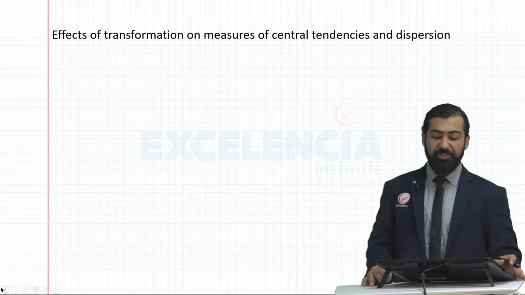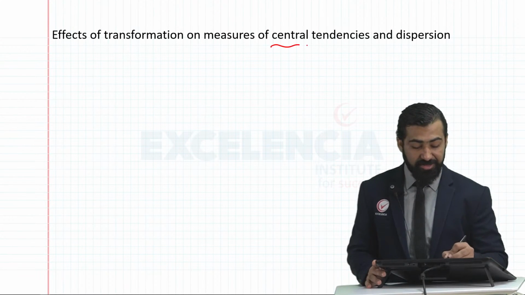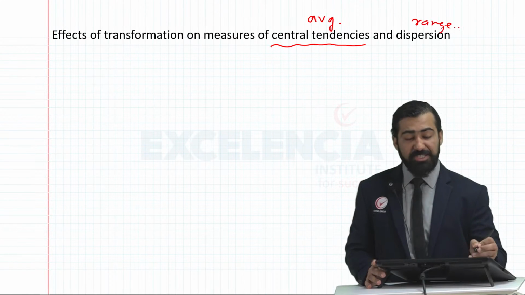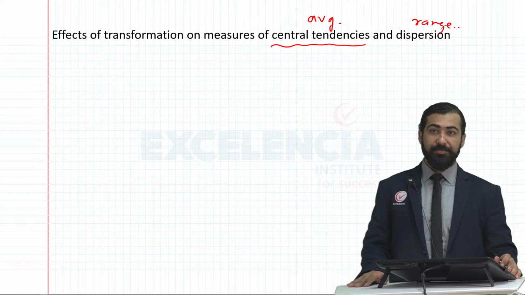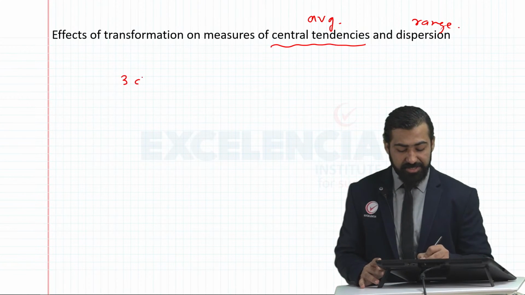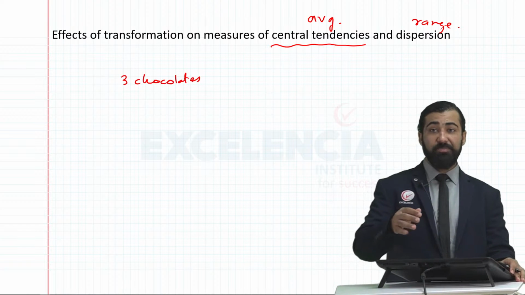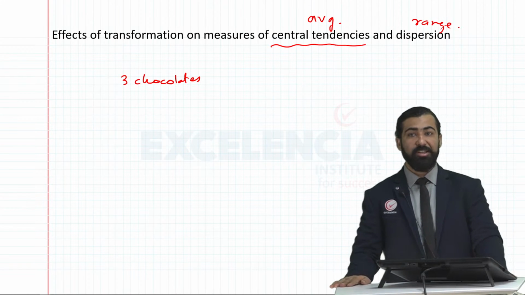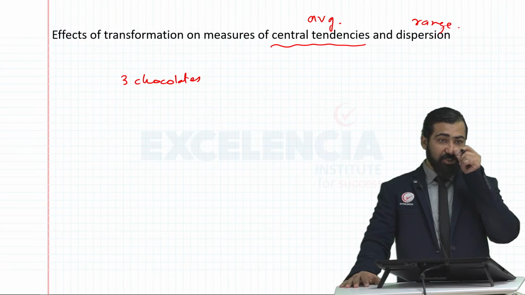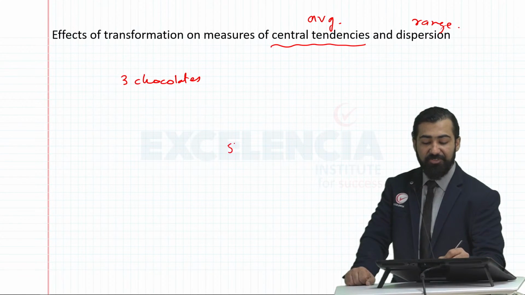Also, lastly, the effect of transformation on measures of central tendency, basically on your averages and your range. Just imagine, in your class, let's say on an average, everybody has 3 chocolates in their bag. Each and every student present in your class has 3 chocolates in their bag. So this is your average number of chocolates. Now what the teacher does is give each and every person present in the class an additional 5 chocolates.